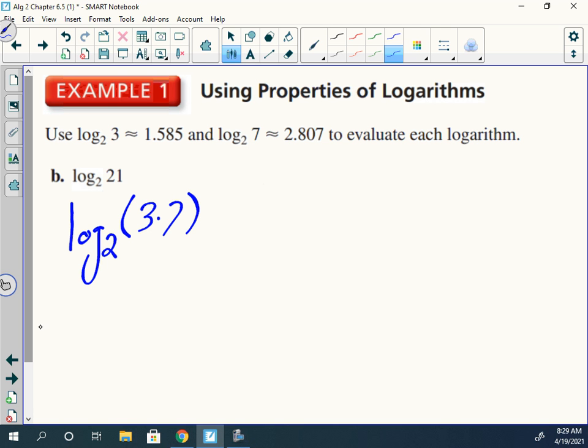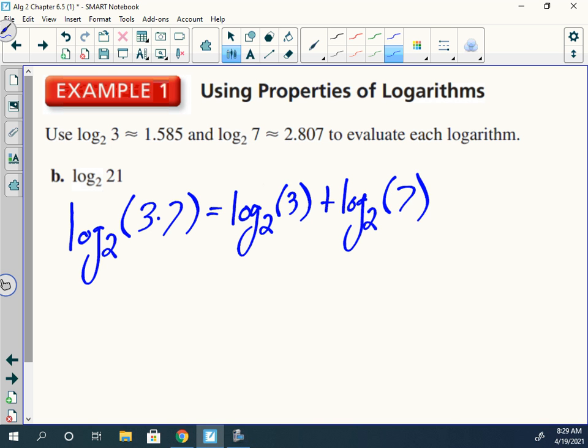And now I have a multiplication inside the log, which can be rewritten as addition, because we can do log base 2 of 3 plus log base 2 of 7, which is the same as log base 2 of 21.